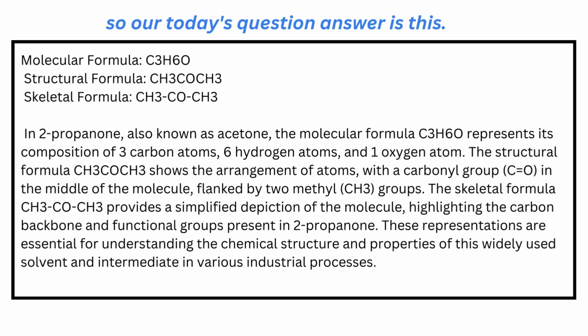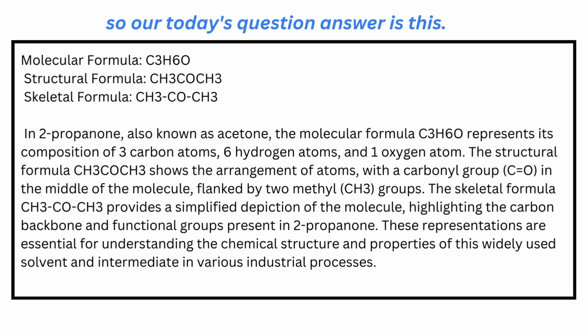In 2-propanone, also known as acetone, the molecular formula C3H6O represents its composition of 3 carbon atoms, 6 hydrogen atoms and 1 oxygen atom. The structural formula CH3COCH3 shows the arrangement of atoms with the carbonyl group C=O in the middle of the molecule flanked by the 2 methyl CH3 groups.